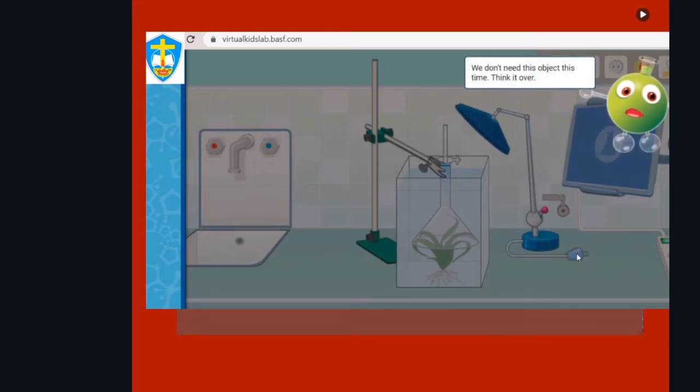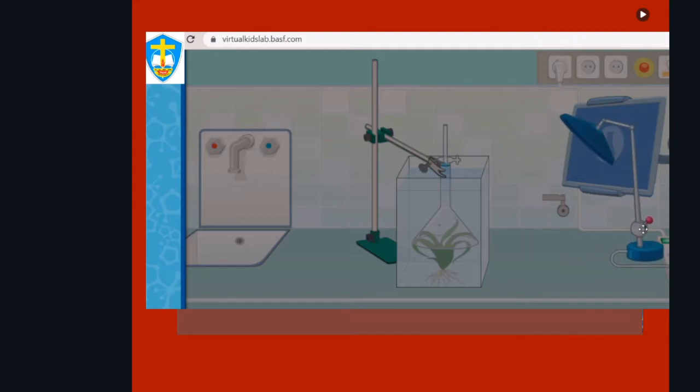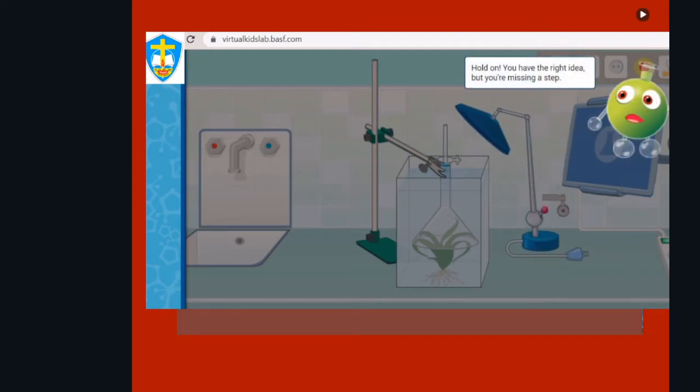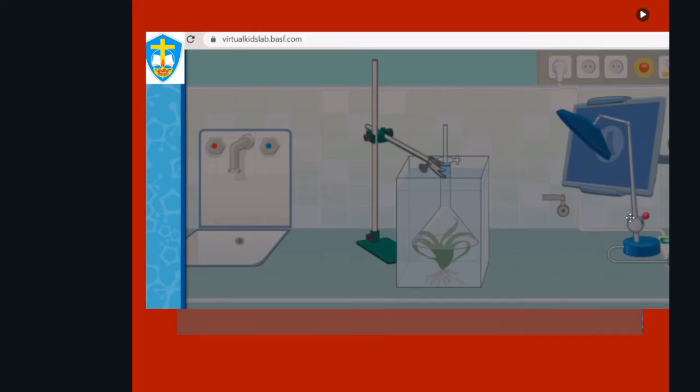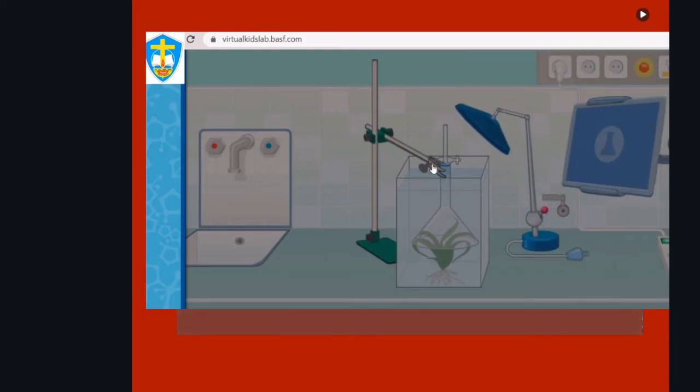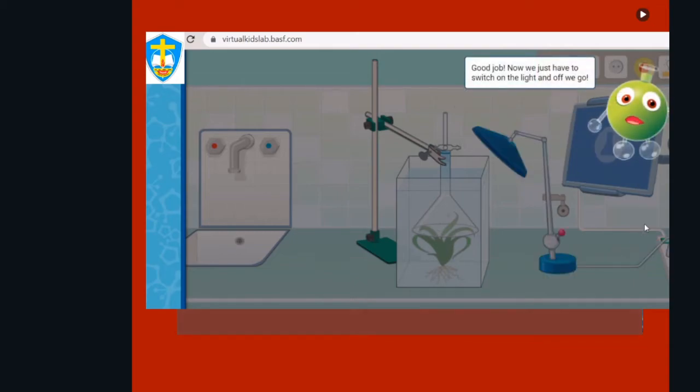We don't need this object this time. Hold on. Good job. Now we just have to switch on the light and off we go.